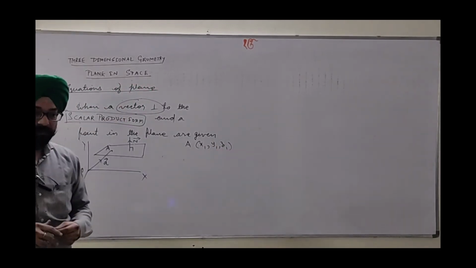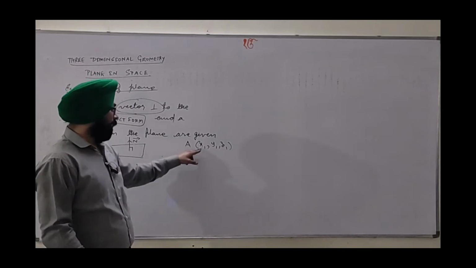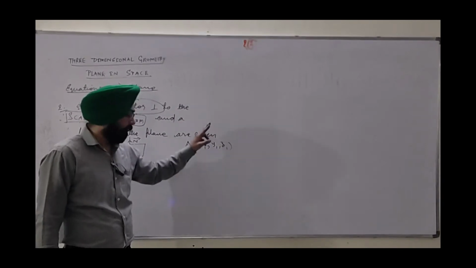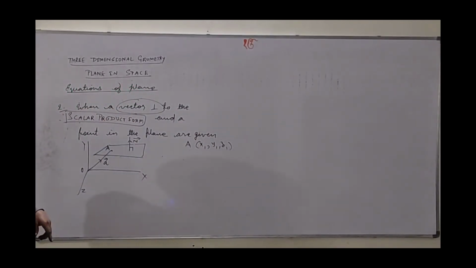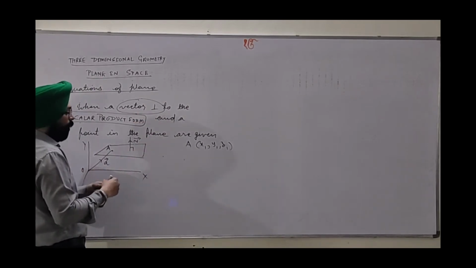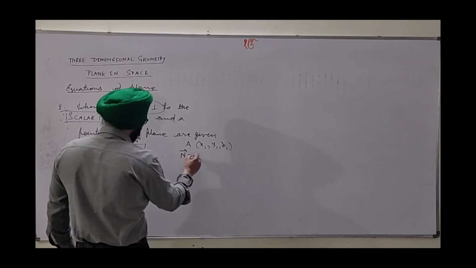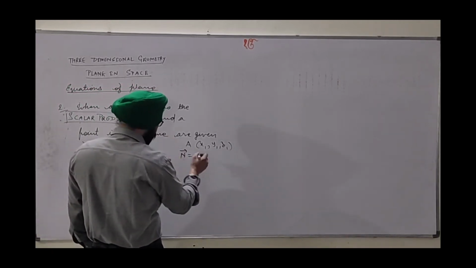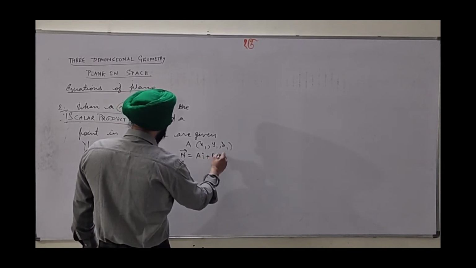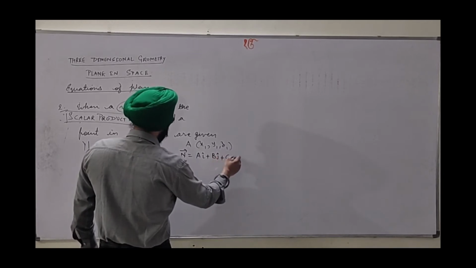They can be said to be components. So we can write the position vector in terms of these coordinates: x1 i cap, y1 j cap, z1 k cap. This way we can put the position vector of this point A. Also, we have this n vector as a free vector, not passing through the origin, perpendicular to the plane. So this is also given. Let us consider this vector in component form as capital A i cap, capital B j cap, capital C k cap.